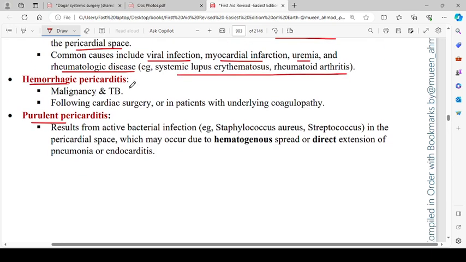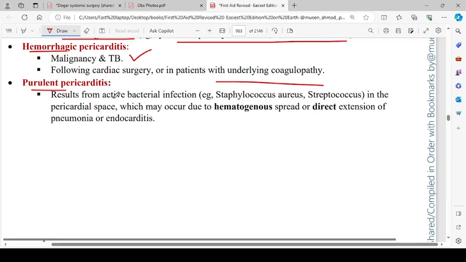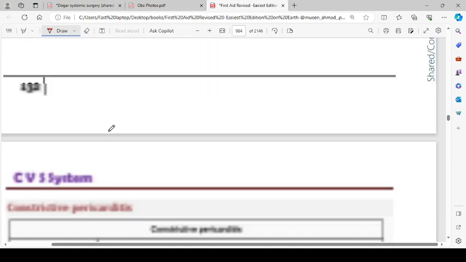Hemorrhagic pericarditis. The causes of this one are malignancy and TB, followed by cardiac surgery or in the patient with an underlying coagulopathy. Purulent pericarditis results from active bacterial infection like Staphylococcus aureus and Streptococcus in the pericardial space, which may occur due to hematogenous spread or direct extension of the pneumonia or endocarditis.